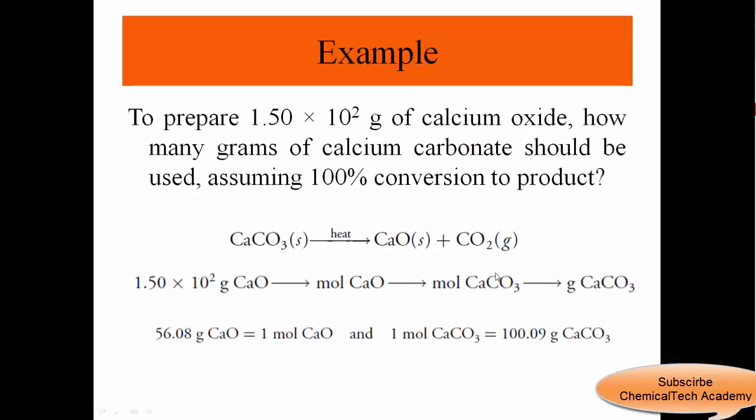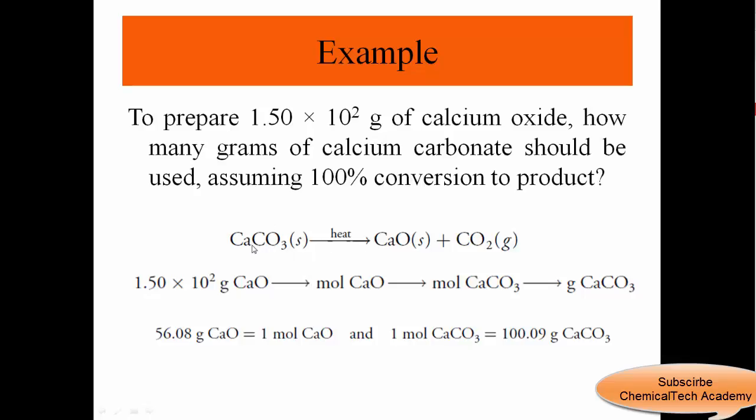Let's have this example. To prepare 1.5 times 10 to the power 2 grams of calcium oxide, how many grams of calcium carbonate should be used, assuming 100% conversion to product? So here we have calcium carbonate, and the products are calcium oxide plus CO2. We need to produce 1.5 times 10 to the power 2 grams of calcium oxide. So first of all, we need to find the molar mass of this one, divide the mass by it to find the number of moles, and based on that we estimate the amount of calcium carbonate.